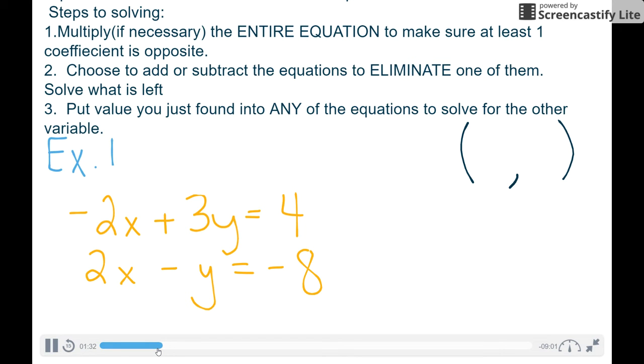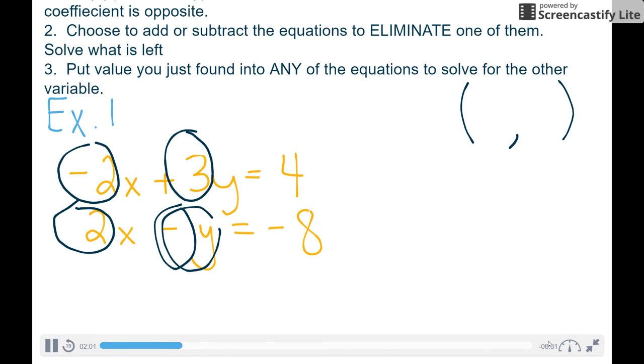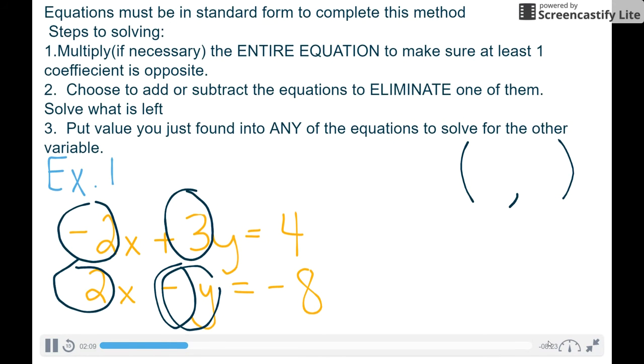Step one says to multiply, if necessary, the entire equation to make sure at least one coefficient is opposite. Here's what we're looking for: opposite coefficients. I can tell right away that this negative 2 and this positive 2 are opposite coefficients, and by opposite coefficients, we just mean one is positive and one is negative. So they're already ready to go, and I can actually skip step 1. I don't even have to do it.